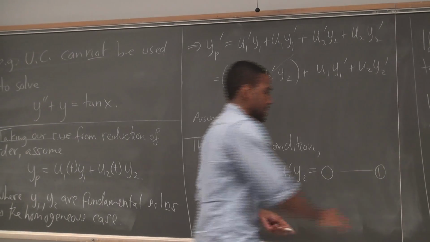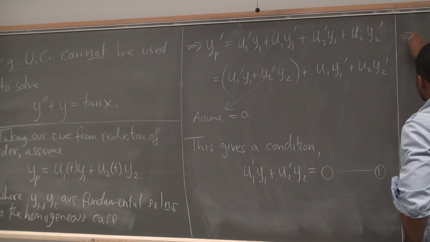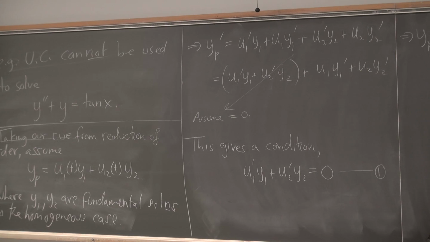So we have that condition. Now let's go further. What would yp double prime look like? Now remember, yp prime is just this part. So yp double prime would be u1 prime y1 prime plus u1 y1 double prime plus u2 prime y2 prime plus u2 y2 double prime.